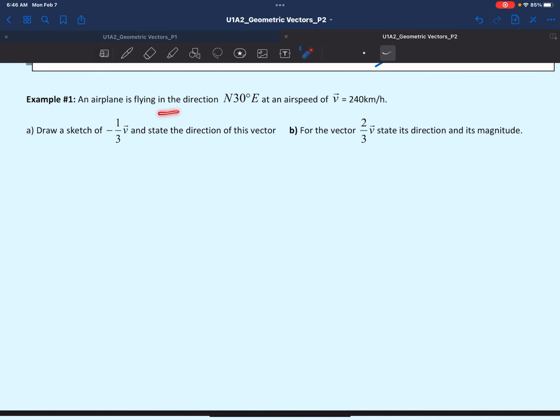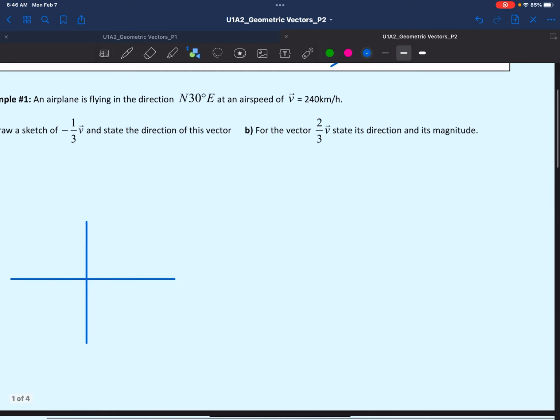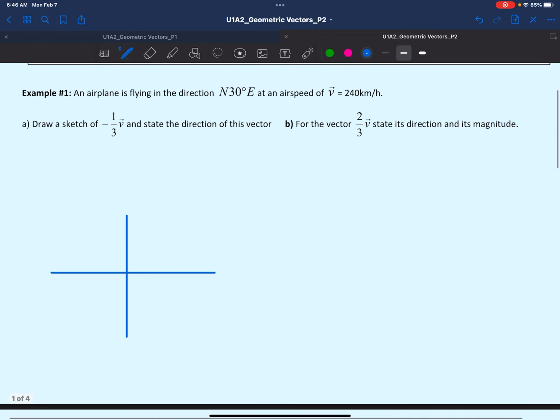An airplane is flying in the direction north 30 east at an airspeed of 240 kilometers an hour. Now we have to draw a sketch of negative 1/3 v and state the direction of the vector. So first I have to decide on the vector, 240 kilometers an hour. So I'm going to start off with drawing the compass. And here goes north and south, east and west.